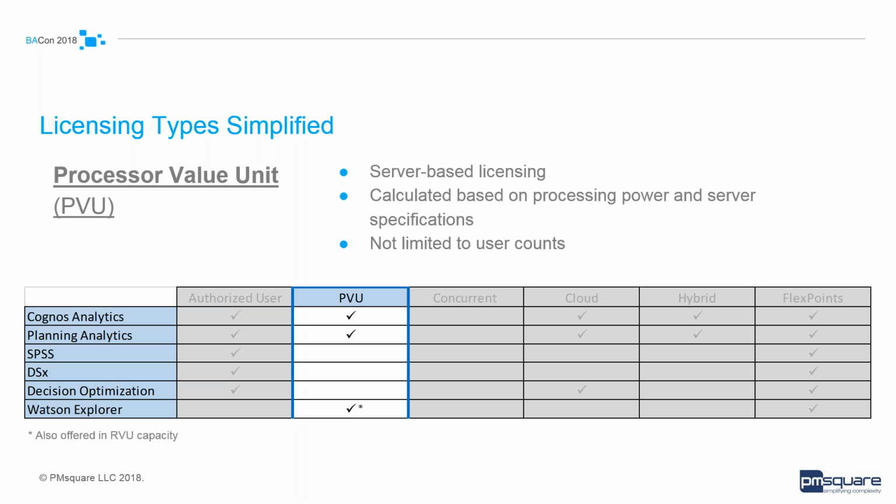And as far as the products that are available with PVUs, Cognos Analytics and Planning Analytics are both available. And Watson Explorer is also available. I do have an asterisk on here because Watson Explorer is also available in an RVU model. RVU is essentially a similar format to PVU, but instead of taking in the server specs, it really takes into consideration the amount of data that comes from the source content. And depending on the amount of data that's coming in, counted in terabytes, the calculation for the pricing is calculated that way. But as far as the products that are available in PVUs, it's Cognos, Planning Analytics, and Watson Explorer, the three products.